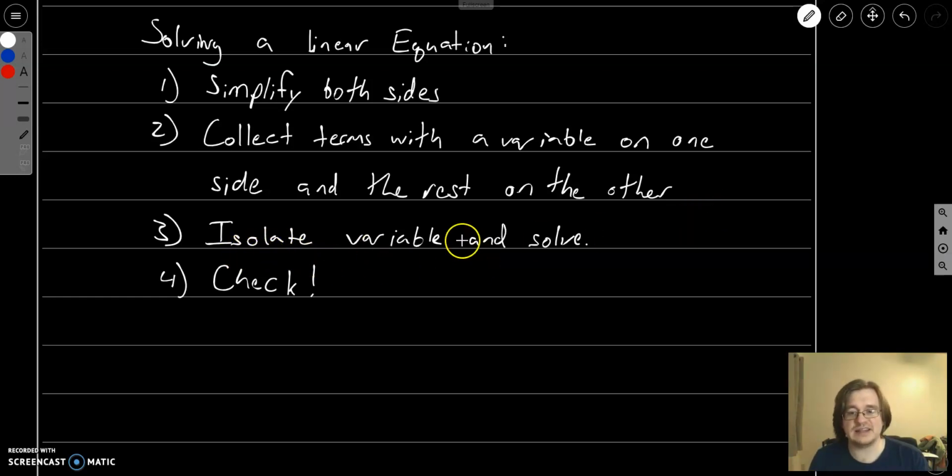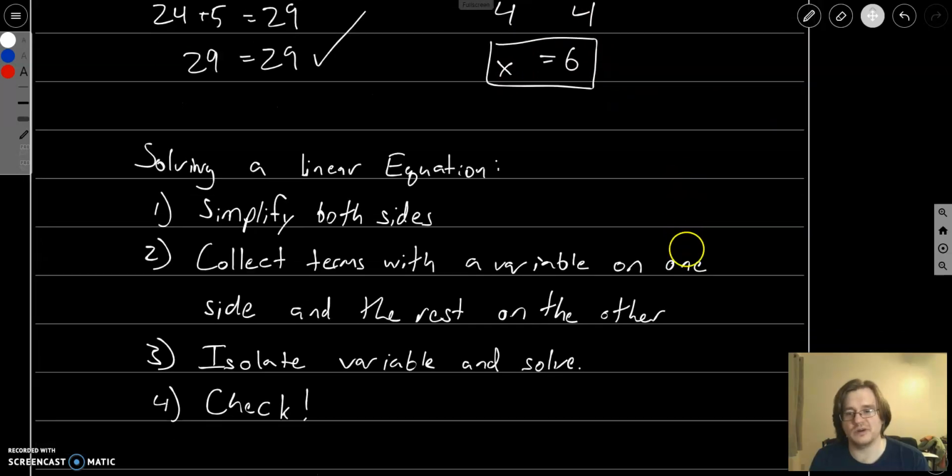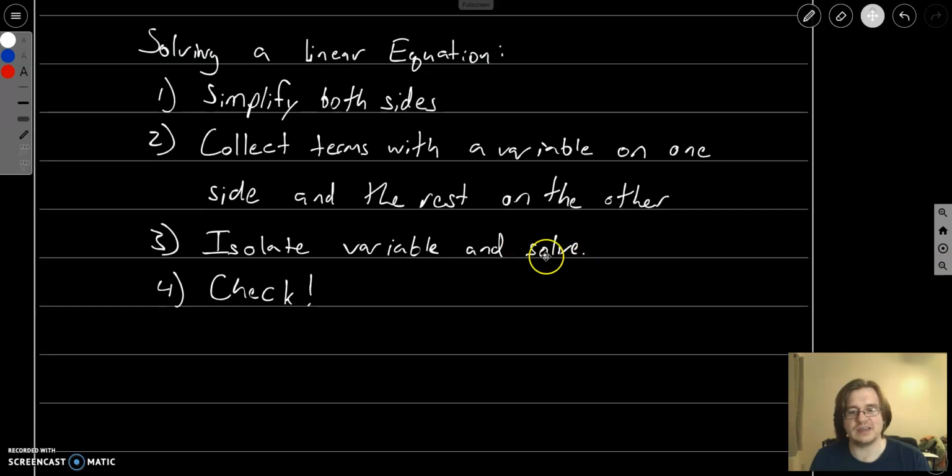We will try to isolate that variable. So up here, we had 4x is equal to 24. I didn't want the 4 there, so I divided both sides by 4. So we got rid of that coefficient, and then we solved.